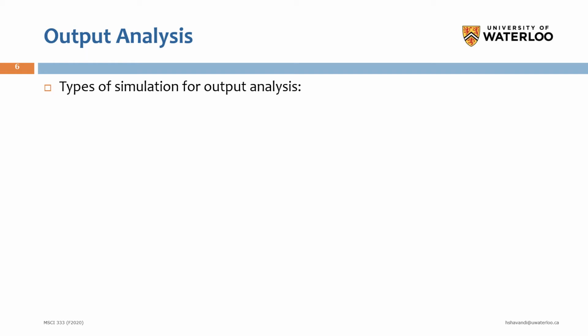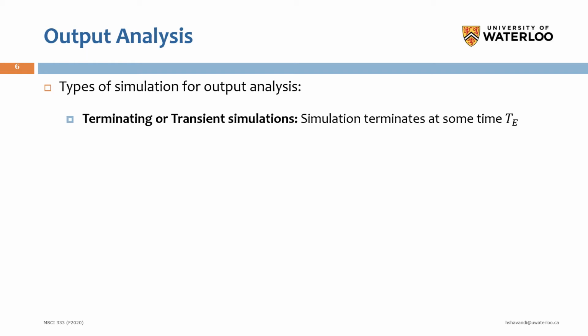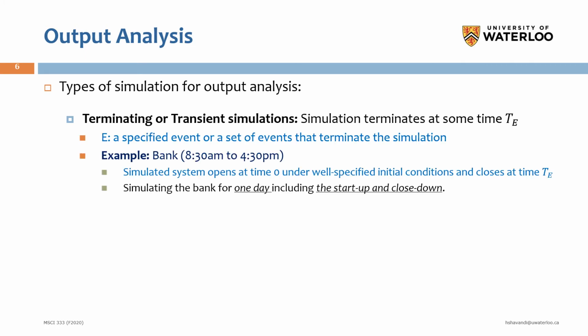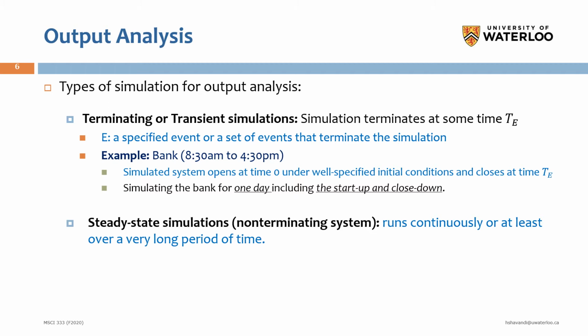So in output analysis, let's see what types of simulation we have. The first one is terminating or transient simulations. In this type, we assume that the simulation of the system is terminated at some time, let's say TE. It's not because of our design for terminating the simulation at time TE. It comes from the nature of the system.